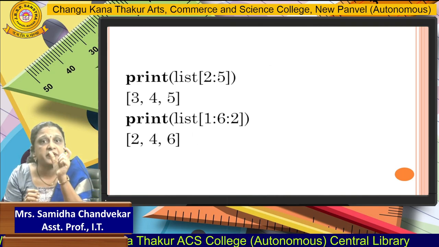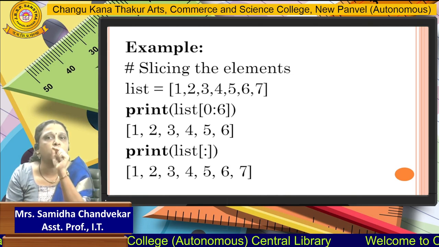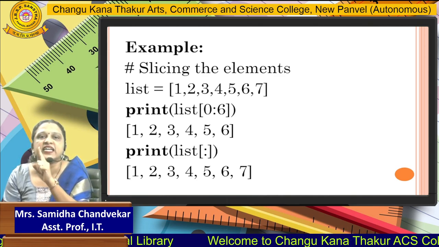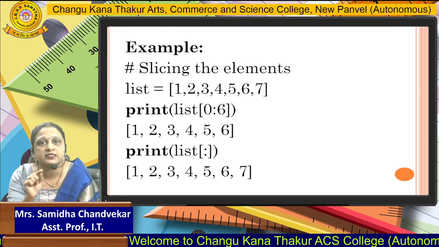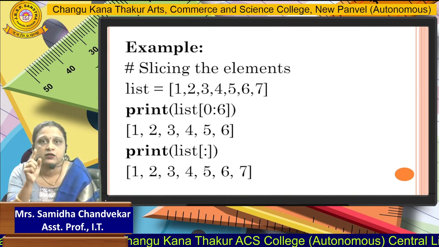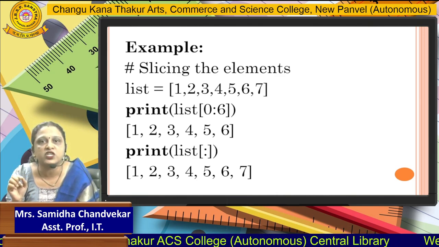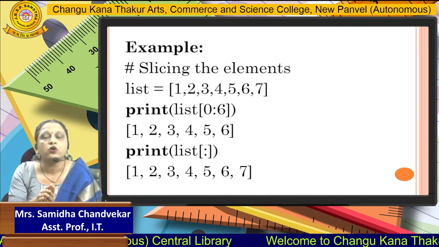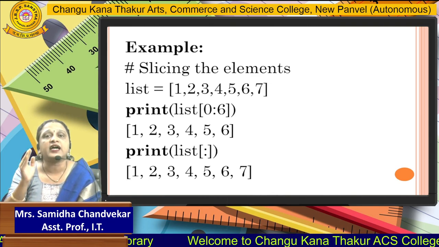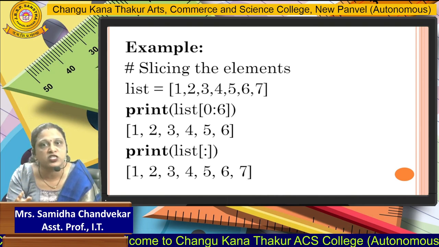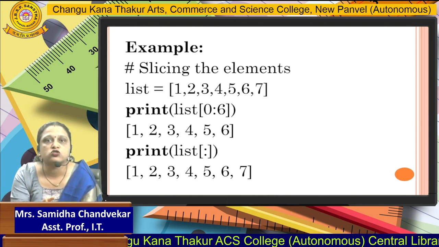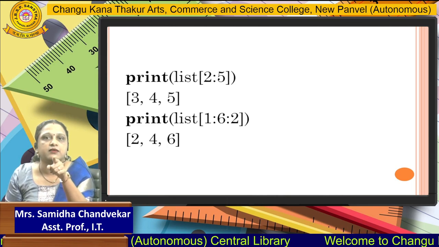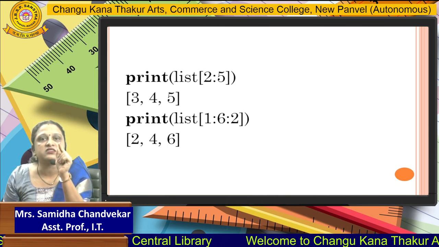Now the next, print list 2 colon 5. Where is 2? 1 is at index 0, 2 at index 1, 3 at index 2. So the 3 is the start. 2 and 5, so 0, 1, 2, 3, 4, 5. But I already told you that it will take the last point before that. If you are mentioning 5, it takes the index up to 4. So you will get indexes 2, 3, 4. That means 3, 4, 5 is the output, right? List 2 colon 5 means 3, 4, 5.